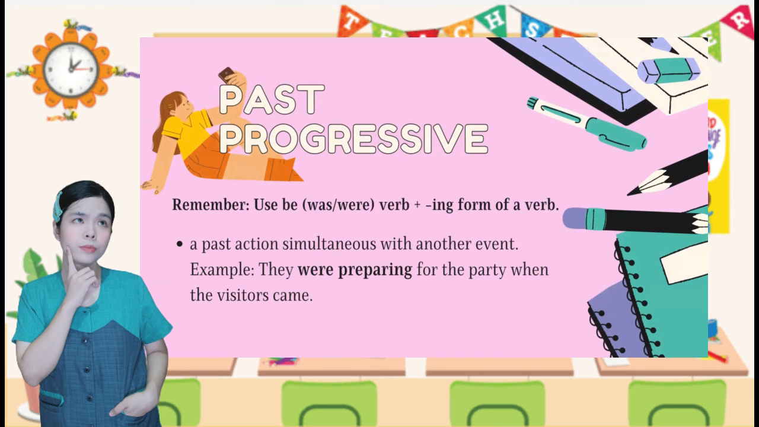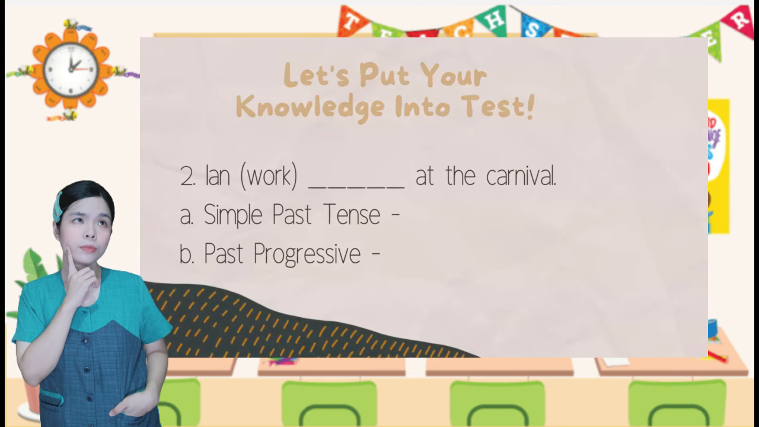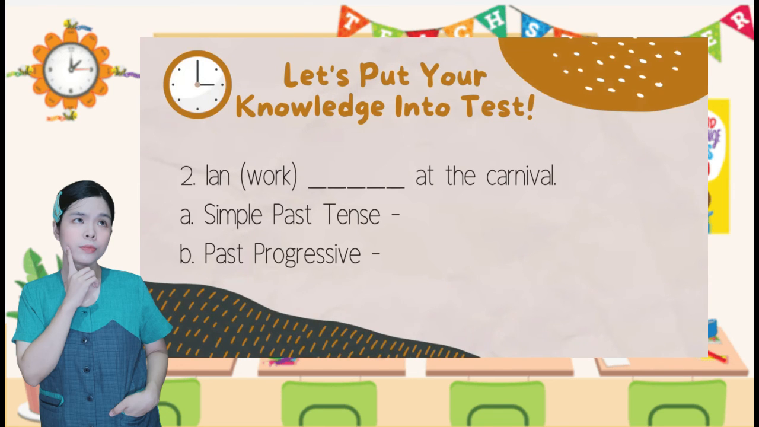So aside from it, we're also going to use the past progressive aspect wherein a past action is simultaneous with another event. For example, they were preparing for the party when the visitors came. So now let's put your knowledge to the test. Again here, the verb is work. What is the past tense of the verb work? And what is the past progressive of the verb work?